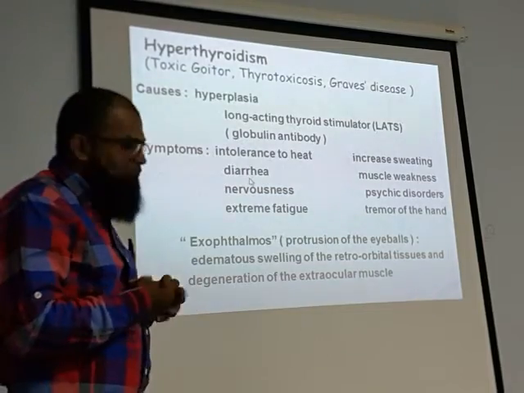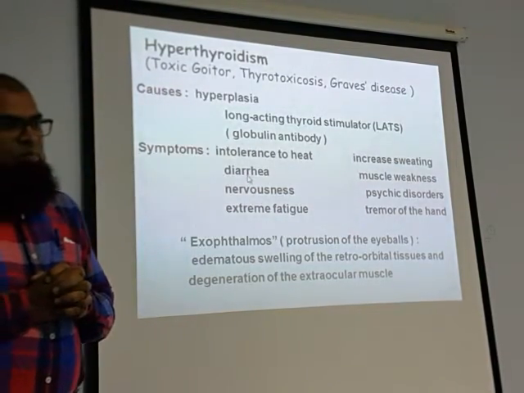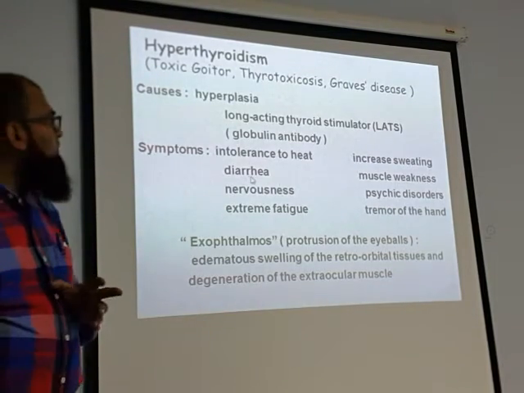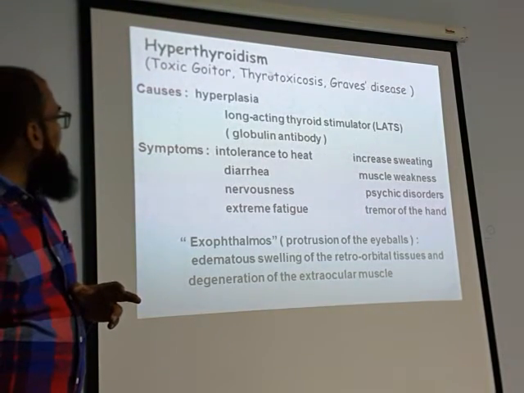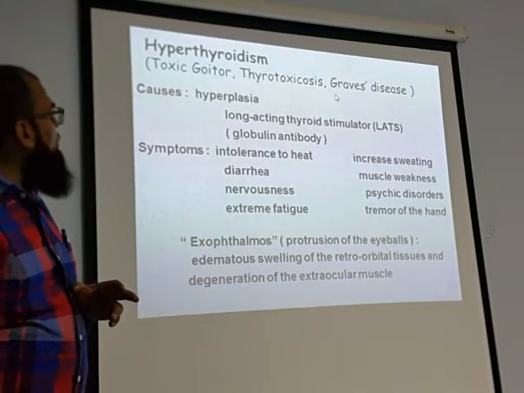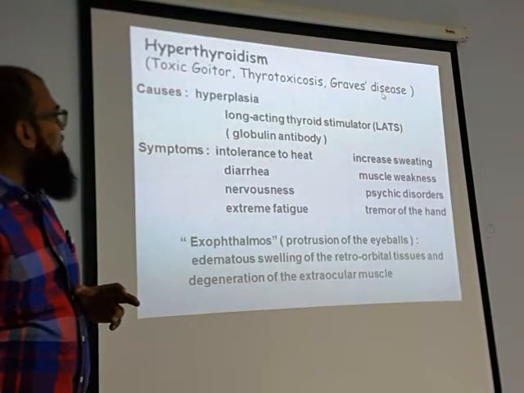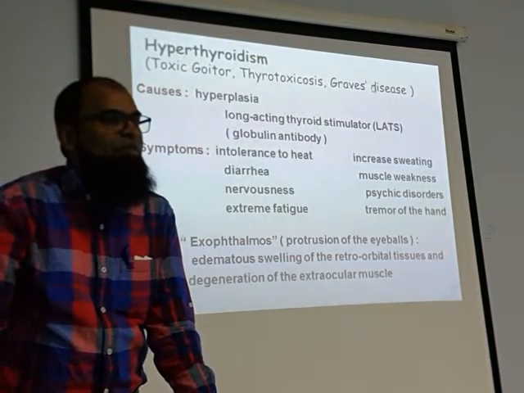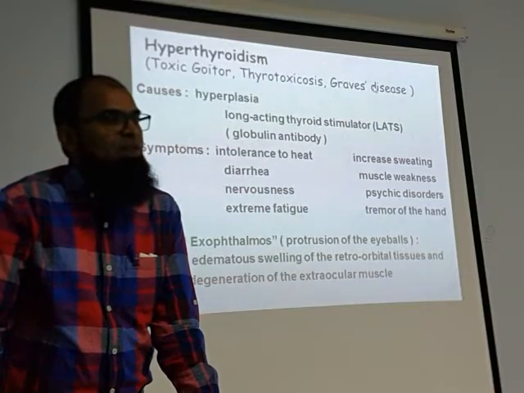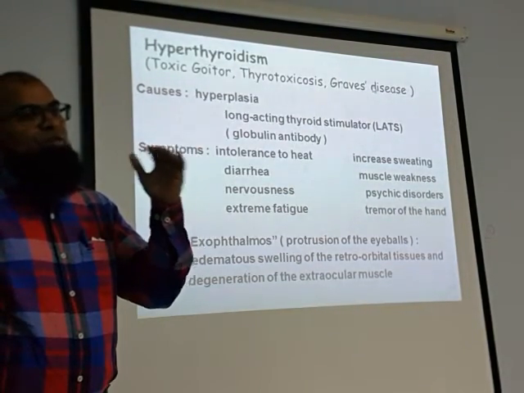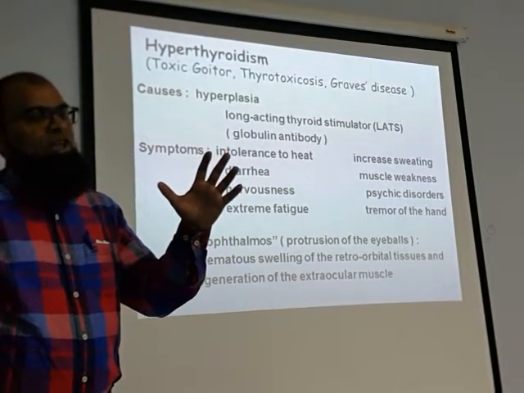Now hyperthyroidism: hypersecretion of thyroxine, T3 or T4. Other names are toxic goiter, thyrotoxicosis, Graves' disease, or exophthalmic goiter. All these names are given for hyperthyroidism. Whenever there is more than normal secretion of T3 and T4, there is hyperthyroidism.